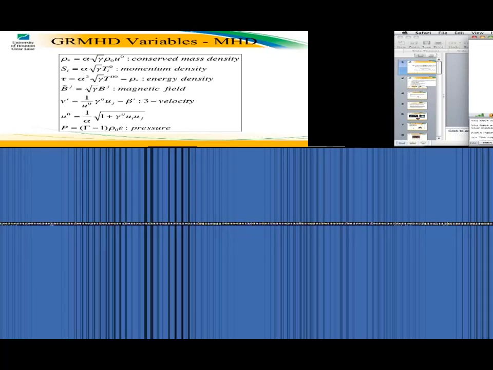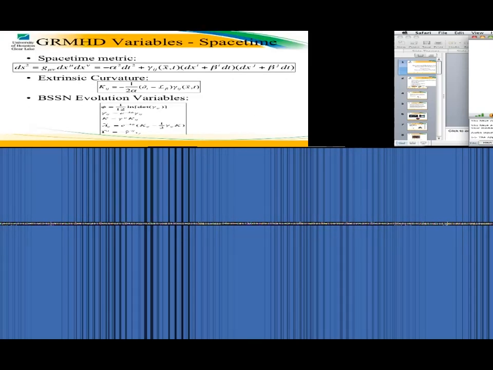And then if you break it up into BSSN, you're actually evolving, let's see, phi is one variable. This is 6 more here. This is 1 more, so that's 8. There's another 6 that come from this, so that's 14. And then there's 3 more here, 17 variables.